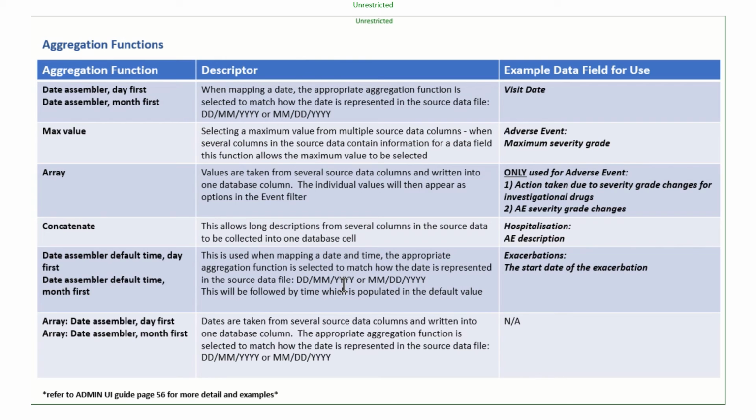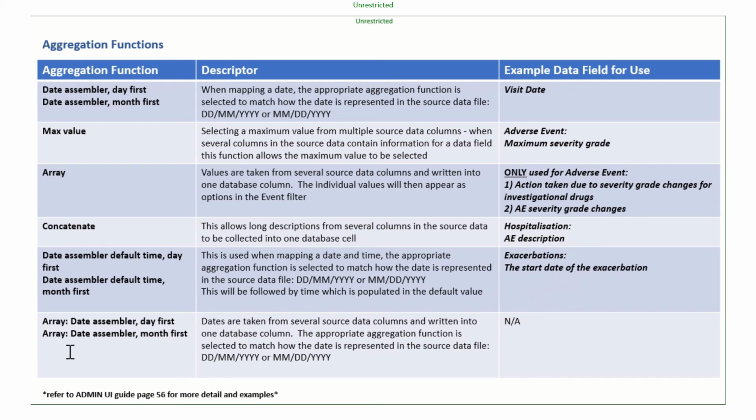Another less commonly used aggregation function is date assembler default time day first or date assembler default time month first. This is used when mapping a date and time. The appropriate aggregation function is selected to match how the date is represented in the source data file as described earlier, and this will be followed by the time, which is populated in the default value. An example of this is in the exacerbations, the start date of exacerbation.